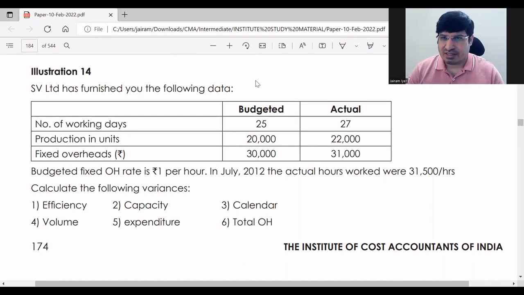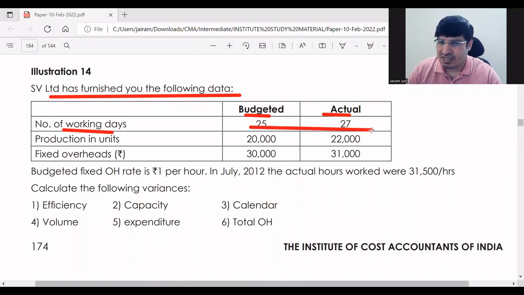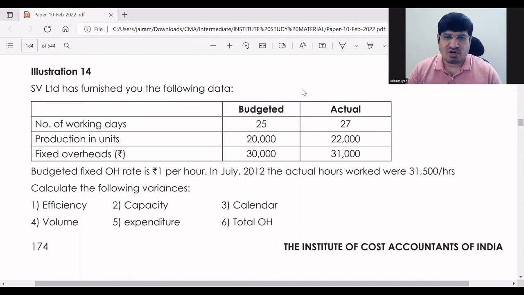Okay, so yeah, let's read this problem. SV Limited has furnished the following data. Okay, this is budgeted, this is actual. Okay, number of working days 25 and 27. यहीं से दिमाग में समझ में आ गया आपको, right? You understood what? There is calendar variance. Okay, so चलो calendar variance है. Then what next? Production in units they have given. Okay, 20,000 and 22,000 units. ठीक है, and fixed overhead in rupees. ठीक है, 30,000 and 31,000.